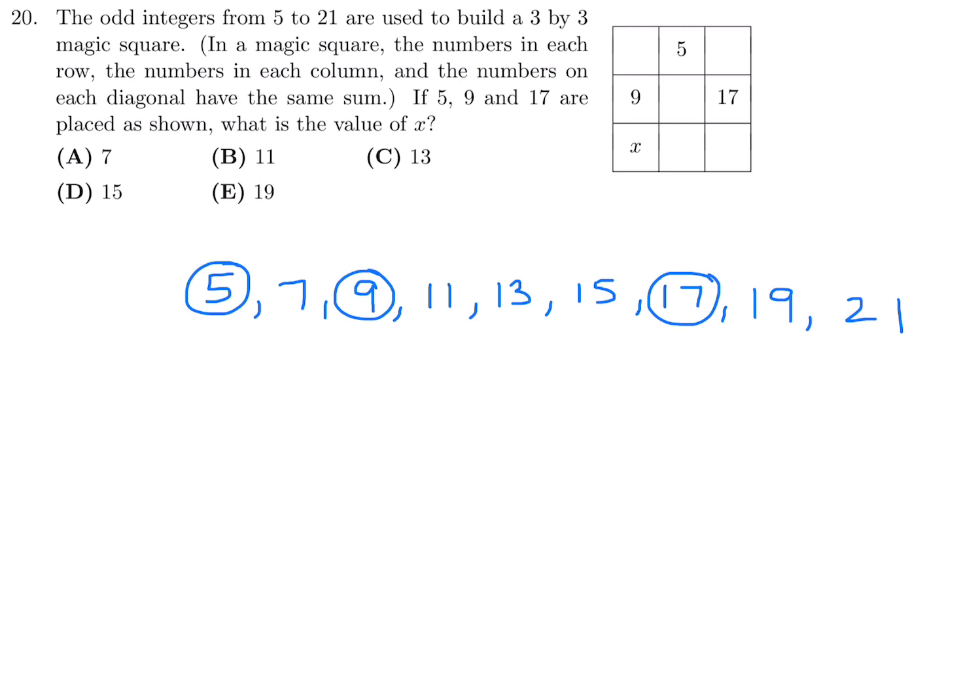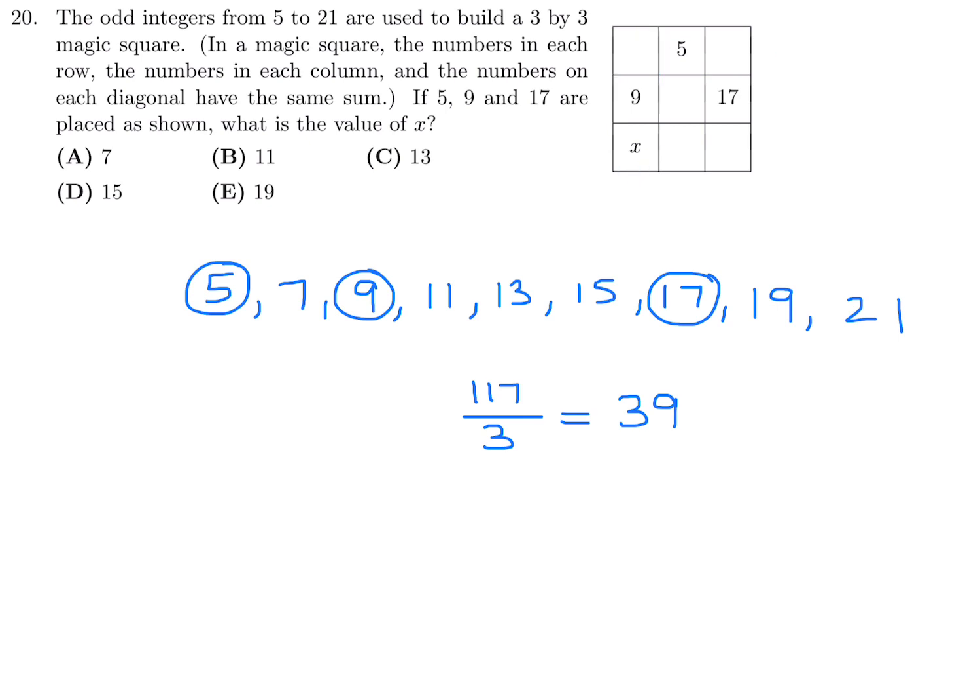So we've got to fiddle around with this. The first thing, of course, is to add up all of them. If you do, you get a sum of 117. Now, 117 has to be divided by 3, because when you divide by 3, you get the sum for each row or each column. That's the quickest way to figure out that number. And 117 divided by 3 is 39. So each of these rows or columns has to have a sum of 39.